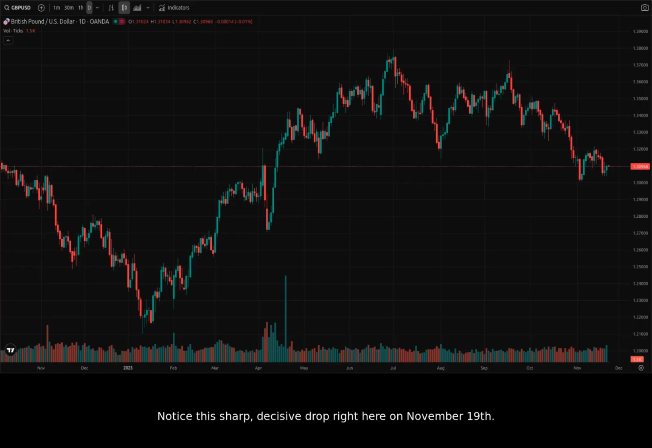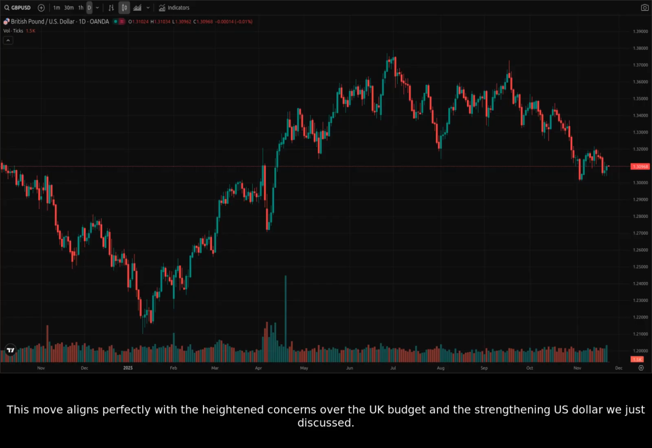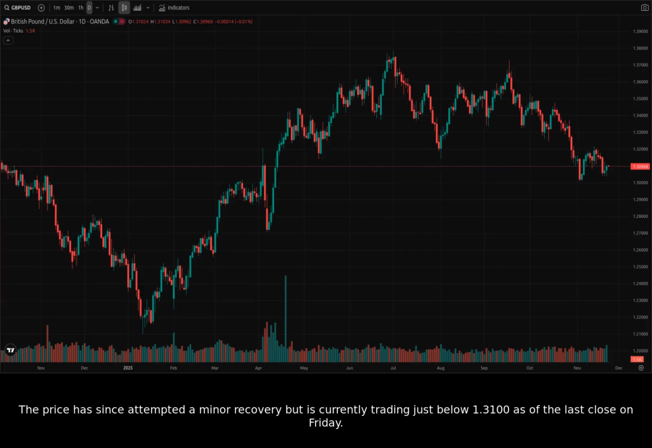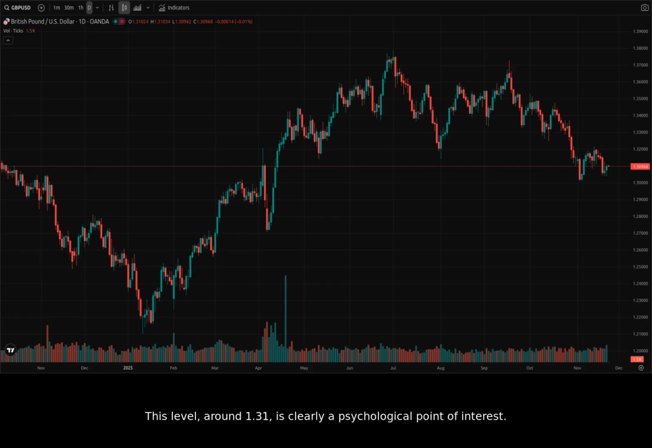Notice the sharp, decisive drop right here on November 19th. The price fell from a close of over 1.3146 down to below 1.3060 in a single day. This move aligns perfectly with the heightened concerns over the UK budget and the strengthening US dollar we just discussed. The price has since attempted a minor recovery, but is currently trading just below 1.3100 as of the last close on Friday. This level, around 1.31, is clearly a psychological point of interest.